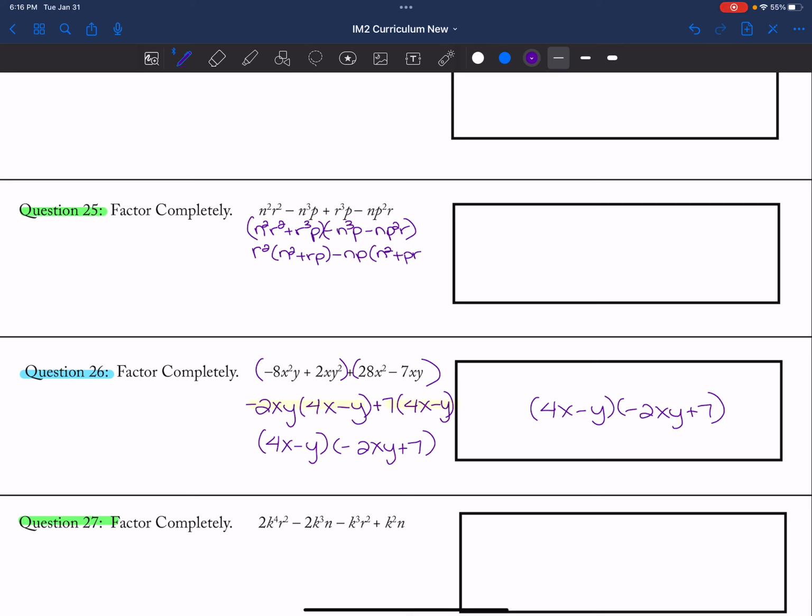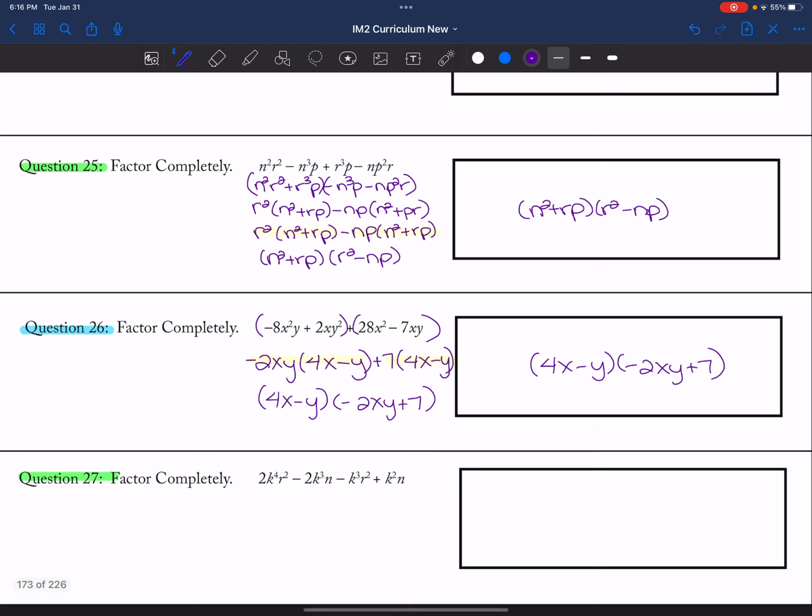pr. Oh, yeah. So r squared times n squared plus rp, minus np times n squared plus, instead of pr, I could go rp because multiplication is commutative. So I can rearrange multiplication. Now I can highlight both of these, and what's in common is n squared plus rp. So I'm left with r squared minus np. So n squared plus rp times r squared minus np, and that's my answer there.